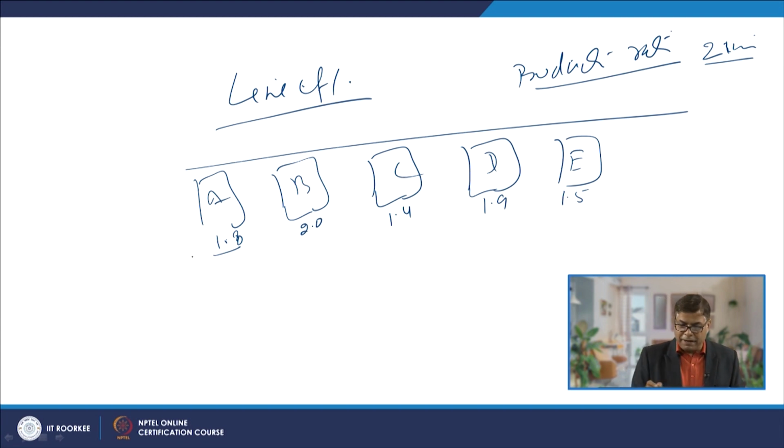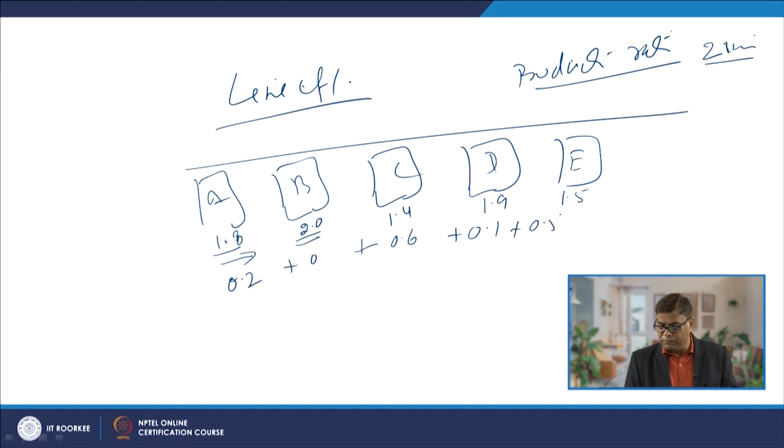So, since the cycle time is designed by the maximum time, which is taken here at station B, after the completion of the job at station A, the worker will be idle for 0.2 minutes, here he will be idle for 0 minutes, here for 0.6 minutes, here for 0.1 minute, and here for 0.5 minutes. So, if we calculate the total, it comes out to 0.2, 0.6, 0.8, 0.9 and 1.4 minutes.